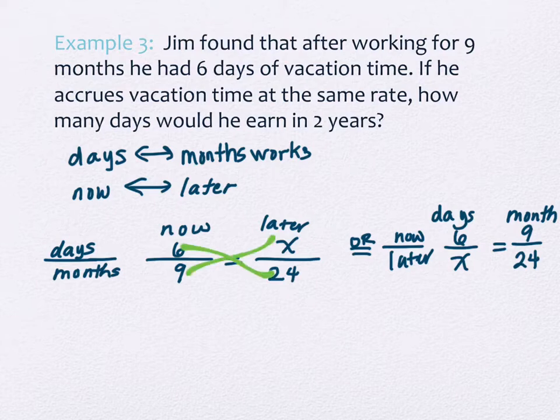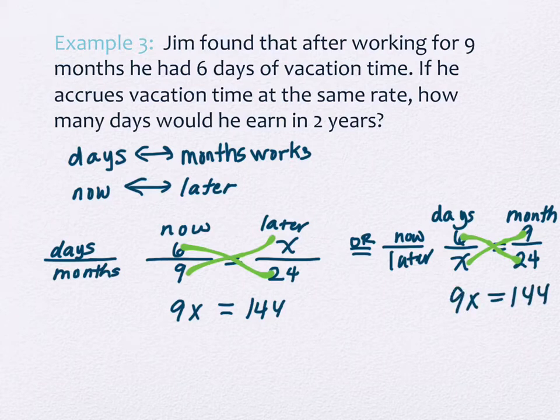You will end up with 9x equals, what's 6 times 24? 144, okay. And over here, notice, the same thing happens, right? 9x on one diagonal, 144 on the other. That's why it doesn't matter. So if I then divide by 9, what do we get?